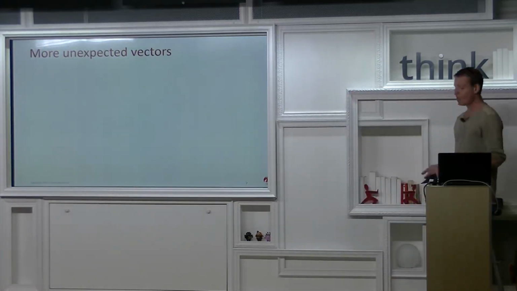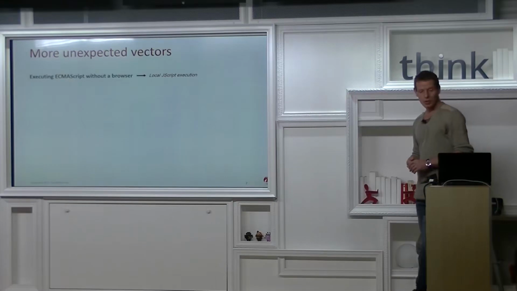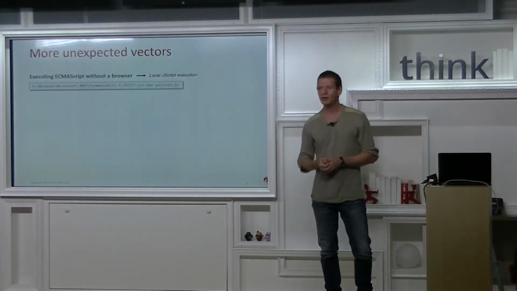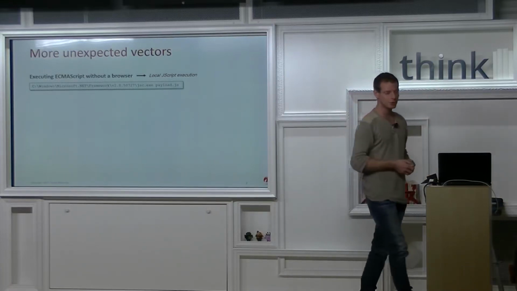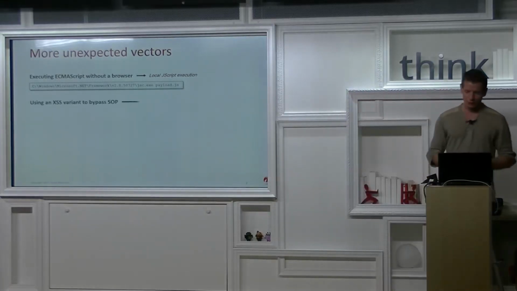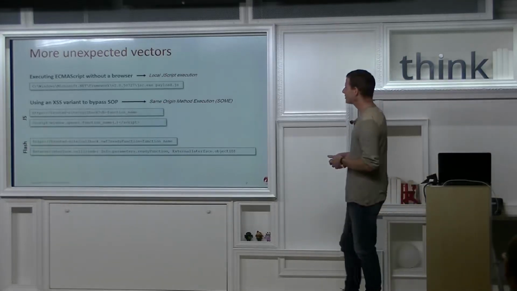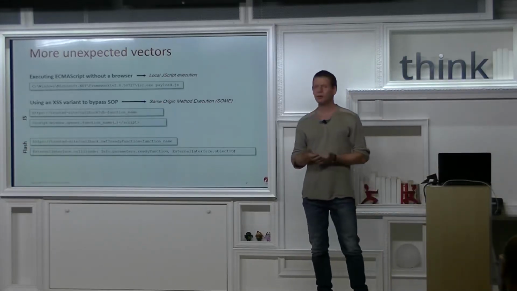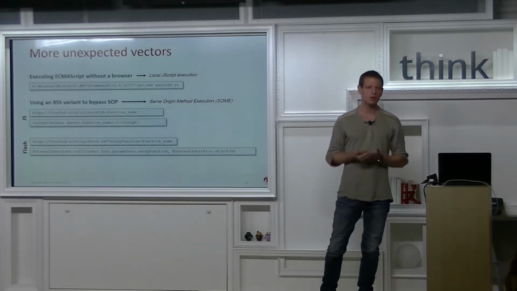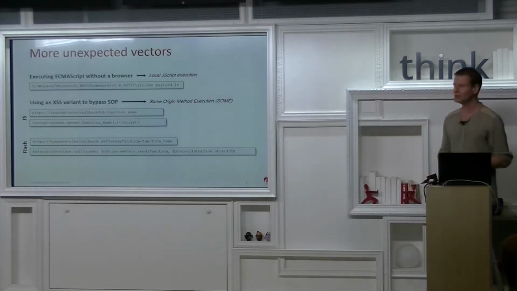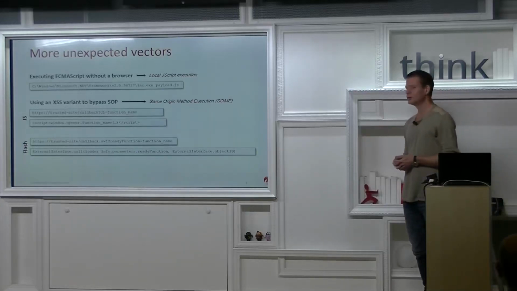But there are even more unexpected vectors. As I said, you can execute JScript directly from the command line on Windows, with different versions depending on the framework you've got. Also, I'll talk about some variants. You know that cross-site scripting is often quite difficult to execute because you've got some protections in the browsers. One of them is the same origin policy. So there are some ways to evade that.